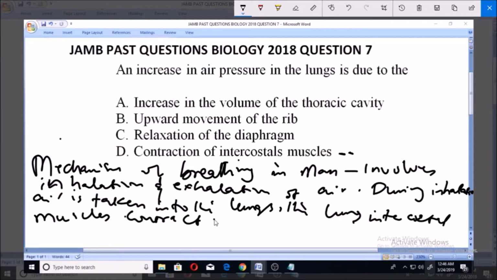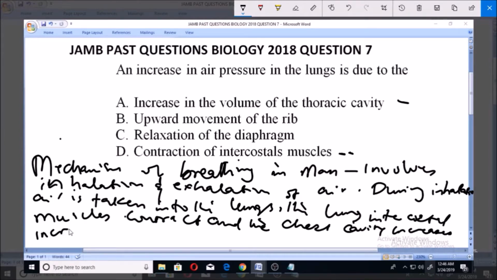But we are not stopping there. We need to understand the full thing that happens during inhalation. So the muscles contract, and the chest cavity, which is also the thoracic cavity, increases. So this also happens when there is inhalation of air. Now there is also an increase in air pressure of the lungs.